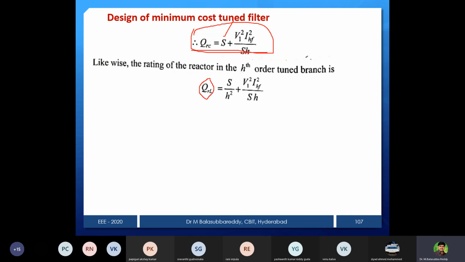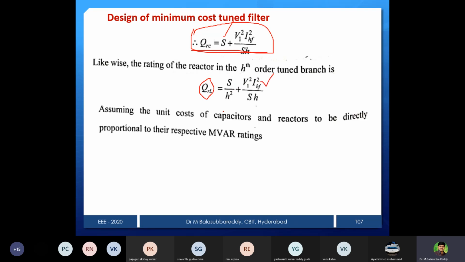What is the difference already mentioned, though: the cost is directly proportional to the size of the capacitor, whereas here it is inversely proportional to that. So that's why S by H square, and this will be the second factor. You can just sum those two things, assuming the unit cost of capacitor and reactor to be directly proportional to the respective MVAR rating.